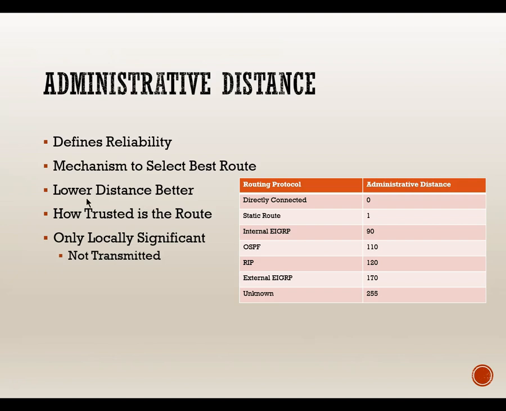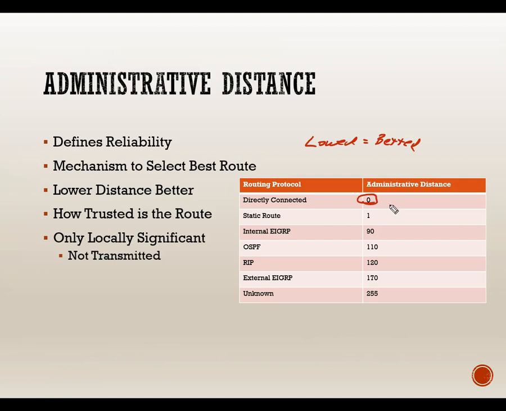We said we would get to administrative distance, which defines reliability. How trusted is the network? When we look at the directly connected, it has an administrative distance of 0. You can't get any better. The lower the better. Lower is better in administrative distance. So a directly connected route is the most trusted.